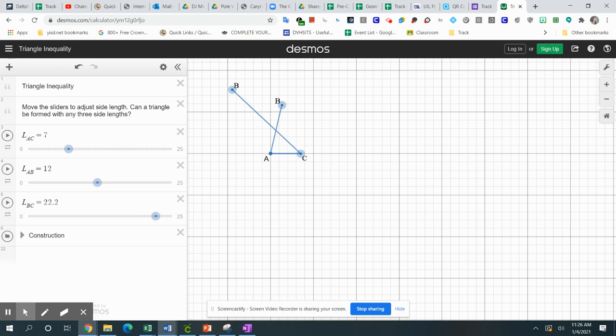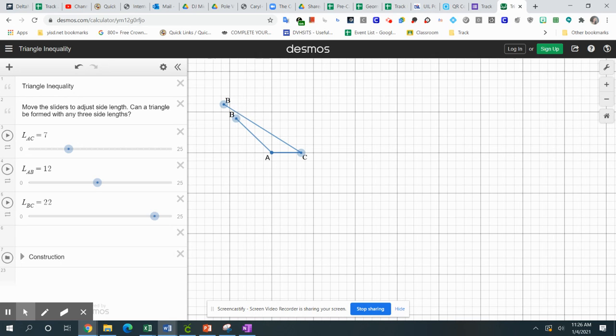Oh, I wonder if I can type it in. Oh, yes, I can. 22. Enter. Okay, so as you can see, we're not able to make a triangle. This side is way too long. This doesn't reach all the way over there. The closest it reaches is right here. Okay, but it's not long enough. So that's why this cannot make a triangle, because this BC leg is too long.